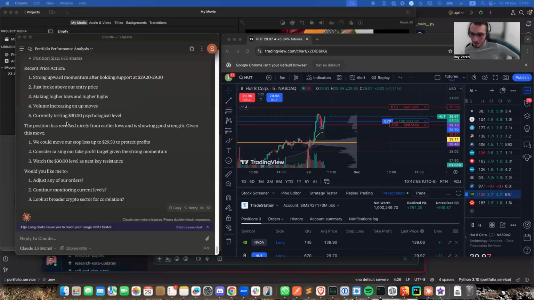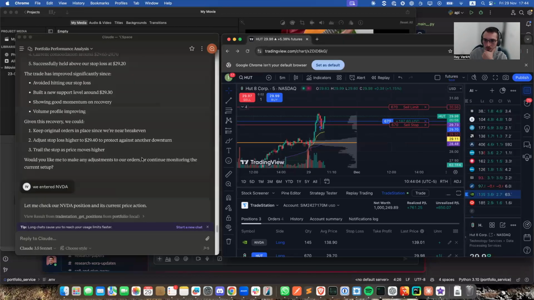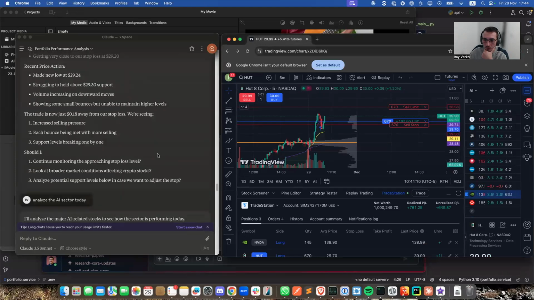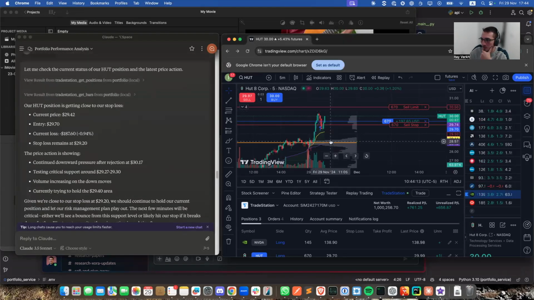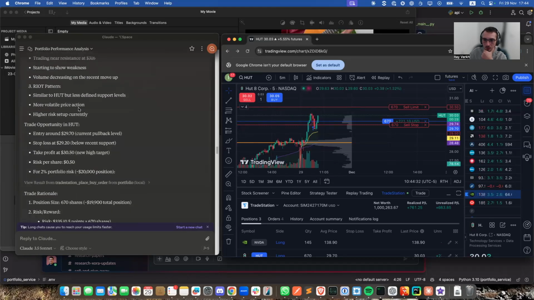And yeah, so just a little bit of an update on the trade here. I asked Claude to look into other crypto stocks after that MicroStrategy trade, and he said HAT was looking pretty good, so he entered about here and placed the original stop loss. As you can see, I told him analyze other opportunities. He said trade opportunity in HAT, entry around 29.70, which is about where we entered, and the stop loss at 29.20 below recent support. So the stop loss was right about here, as you can see.